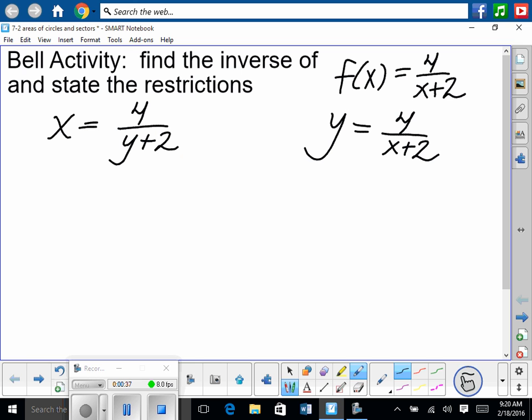There's many different ways of doing this. First of all, I see that I have a y in the bottom of a fraction. Does everybody see that? So I'm going to fix that right off the bat. There are 10 different ways of fixing this. This is the way I do it. I'm going to flip the fraction. But if you do that, you've got to do it to both sides of the equation.